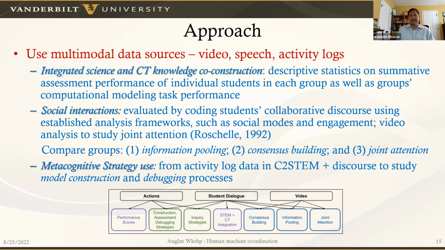For social interactions, we evaluated the students' collaborative discourse, and we looked at 3 particular social interaction processes: how they pooled interactions, how they came to a consensus, and joint attention on the tasks they were working on. And for metacognitive strategy use, we looked at the sequence of actions they were doing and what kind of strategies they were using for the model construction and debugging processes.